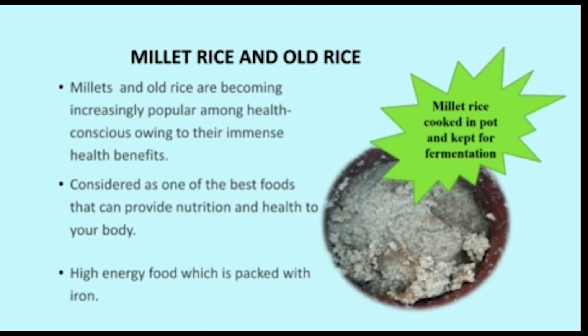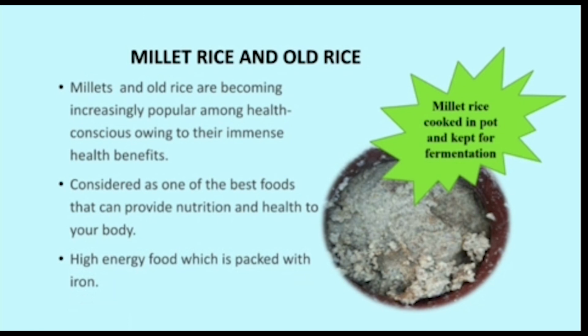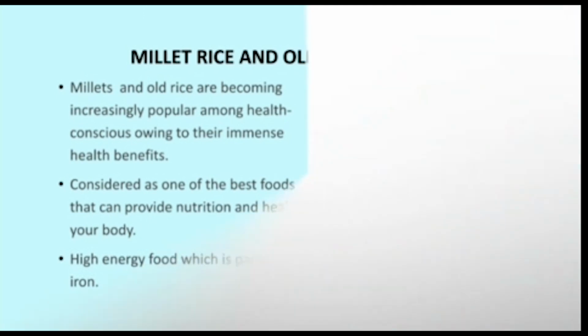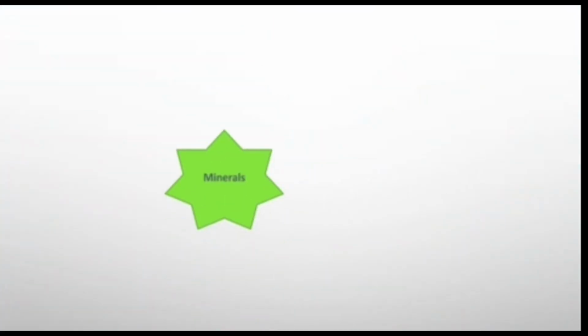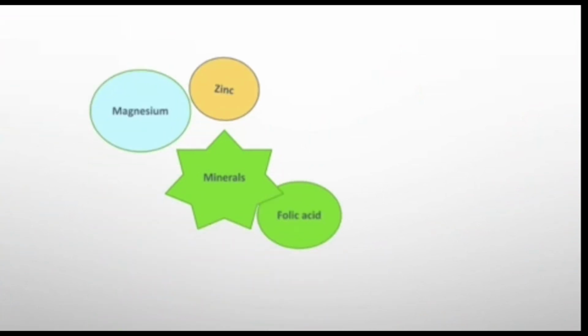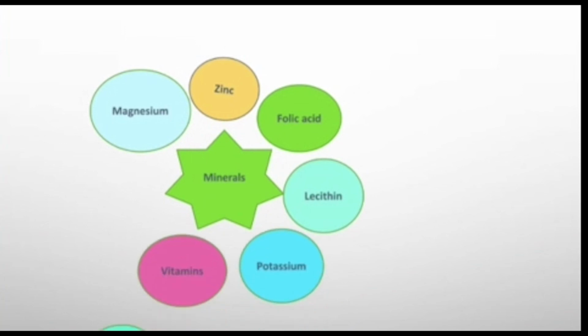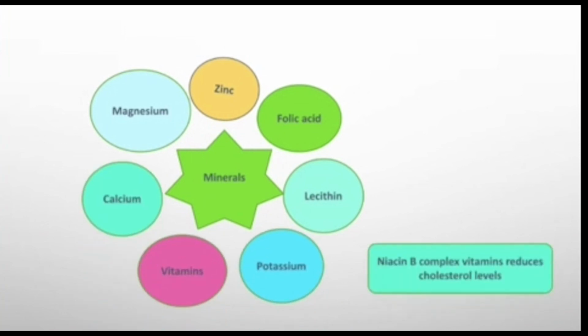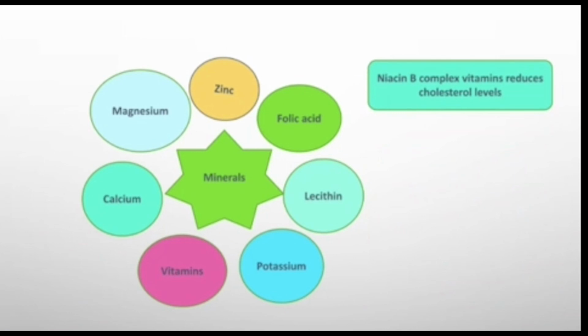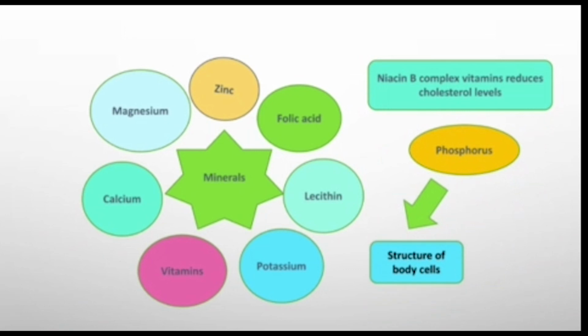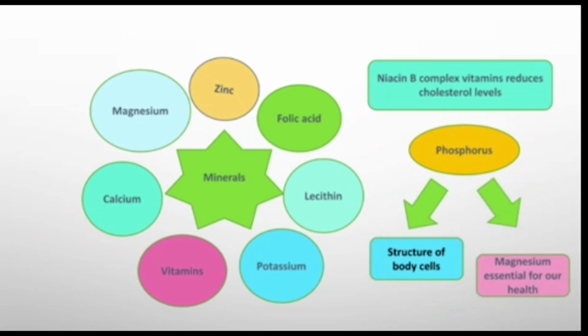High energy food which is packed with iron, rich in fiber, protein, minerals such as magnesium, zinc, manganese, folic acid, amino acids, lecithin, potassium, B-complex vitamins and calcium. Niacin in B-complex vitamins reduces cholesterol. Phosphorus plays an important part in the structure of body cells and magnesium is essential for our health.